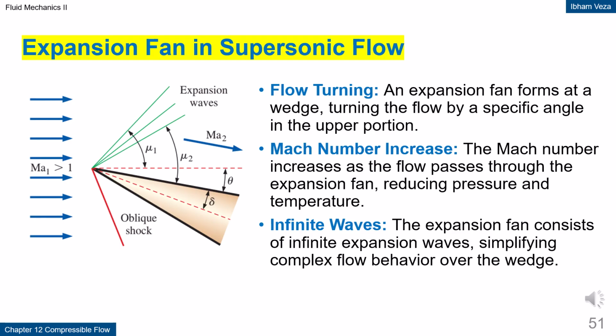Expansion fan in supersonic flow. An expansion fan occurs when a supersonic flow is turned away from a wall or a corner. Unlike a shock wave, this process occurs gradually and is isentropic. As the flow passes through the expansion fan, pressure and temperature decrease. In contrast, the Mach number and velocity increase. This mechanism is very important in the design of supersonic ducts and surfaces.